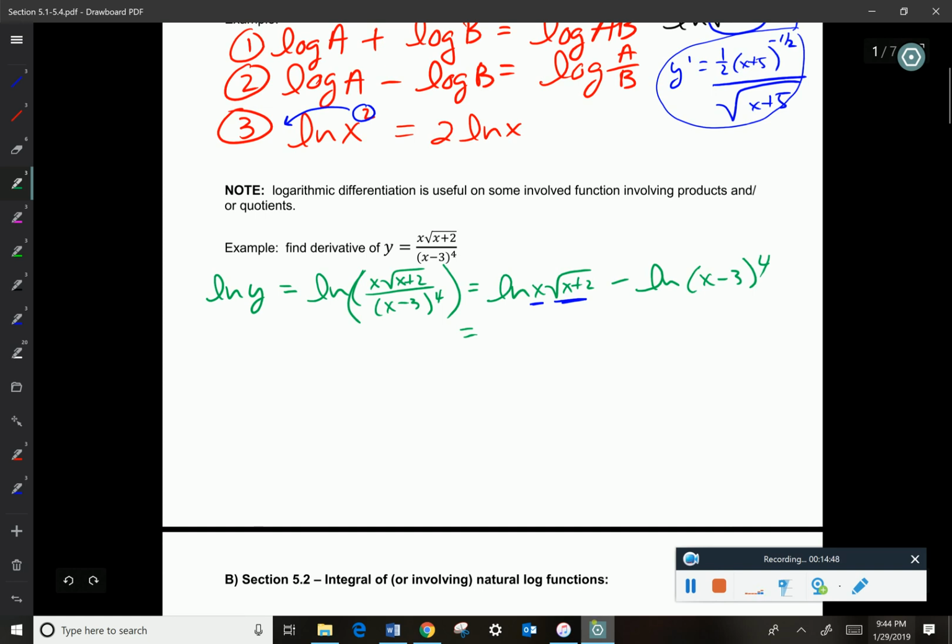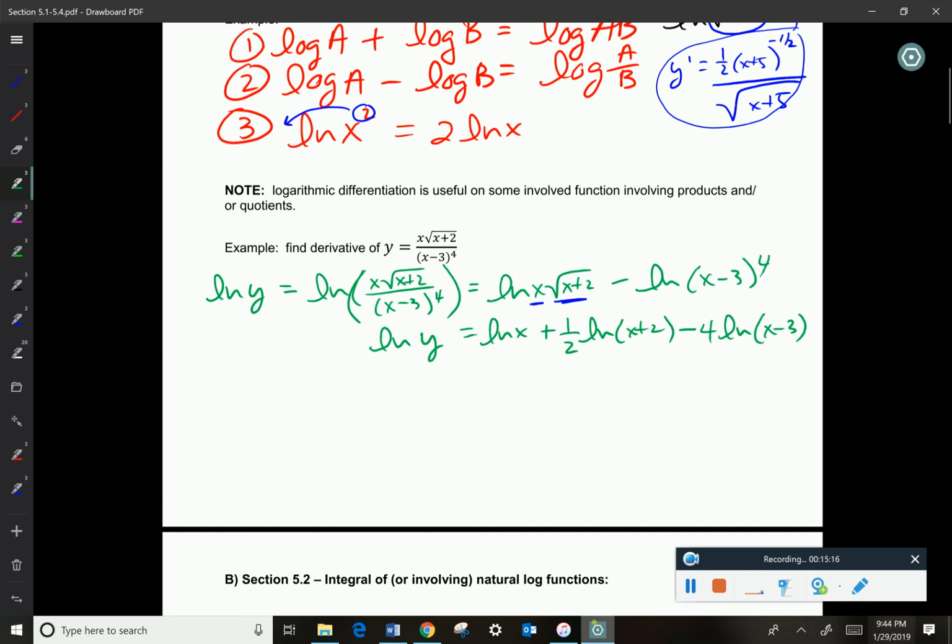So here's what I have. I've got the natural log of x plus square root, so bring out the 1/2. Again, I'm not doing the derivative yet. I'm just using log properties. So 1/2 natural log of x plus 2 minus, and then over here I'm going to bring that 4 down in front, so 4 natural log of x minus 3. So that's what I have on the right, and this is all supposed to equal natural log of y. Okay? So I've turned this into a log problem.